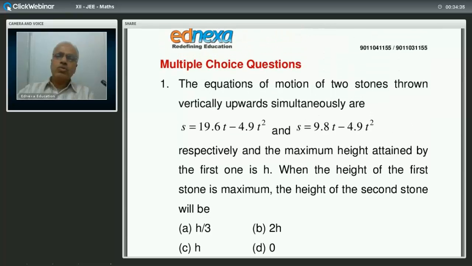You have two stones which are thrown upwards. Those two stones are thrown upwards, and you are given their motions, their displacement. S is the displacement. And what they're saying is, the maximum height attained by this stone, if you throw it up, eventually it starts coming down. So that is the time when you reach the maximum height. Okay.